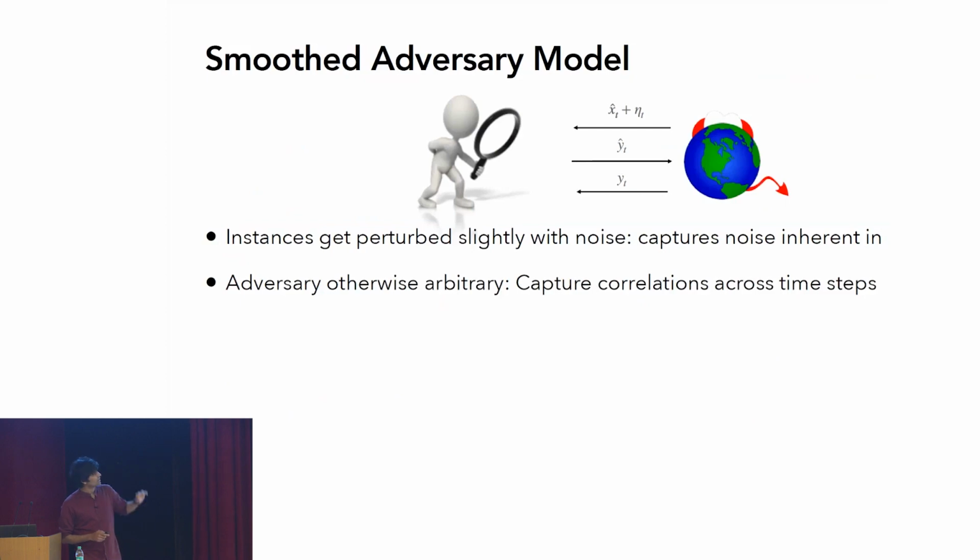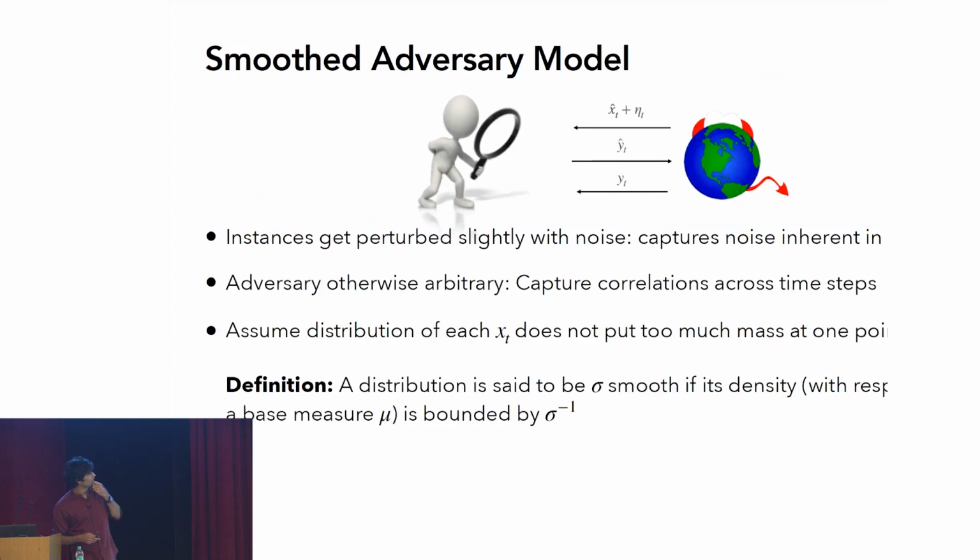So this captures the noise in the setting. The other thing which it captures is, because the adversary is otherwise arbitrary, you still are capturing correlations across time steps. This is something that's being maintained. So it turns out that instead of dealing with x plus noise, it's easier to deal with the setting where xt comes from an adversarial distribution that does not put too much mass on one single point. We call these smooth distributions, where the density with respect to some base measure is bounded by some constant, which we'll call sigma. It's easier to deal with this setting than the noise setting, and it's somehow more general.